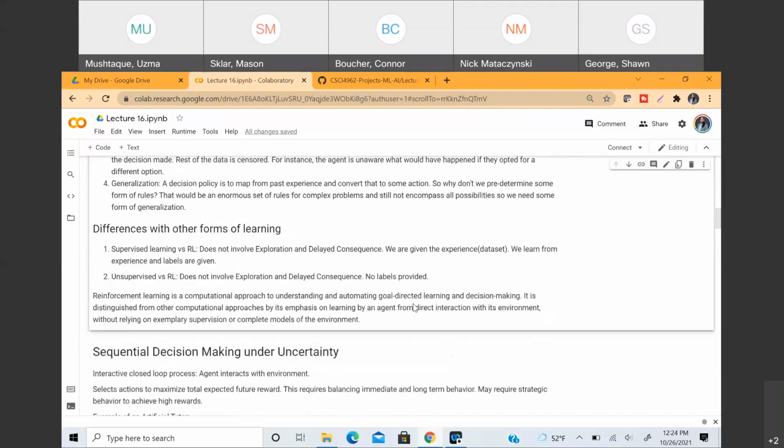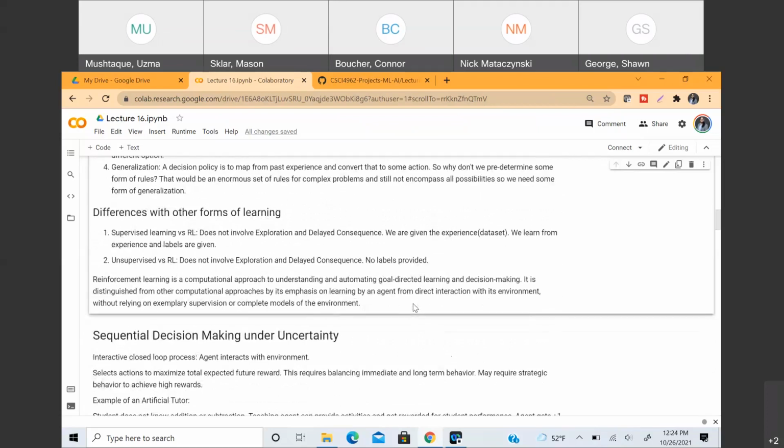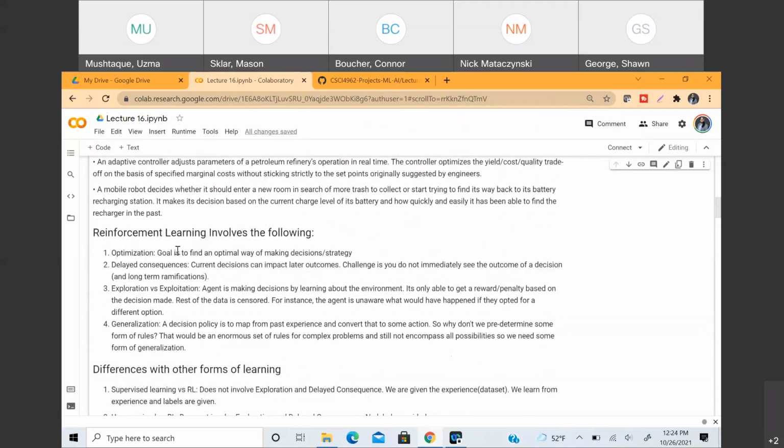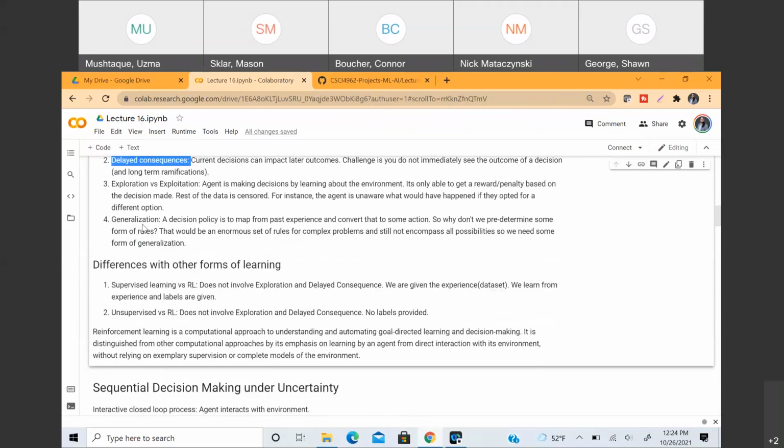But before that, I quickly wanted to go into the differences of reinforcement learning as compared to other forms of learning. If we can define reinforcement learning using optimization, delayed consequences, exploration, and generalization, then supervised learning does not involve exploration and delayed consequences.